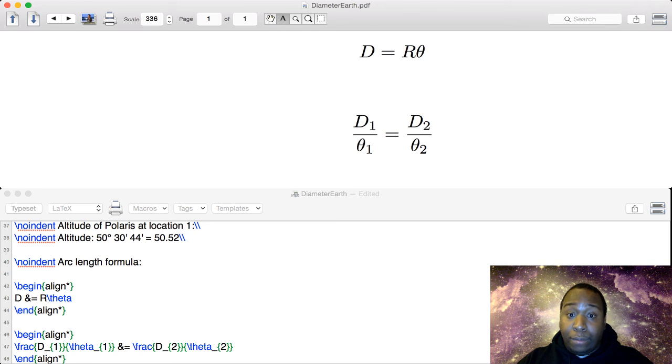Now note, this angular separation relative to the center of the Earth between these two locations, we're able to get that information from the fact that the altitude measurements that we've made at these two different locations of Polaris are angularly separated themselves. So those angular separations are one and the same.